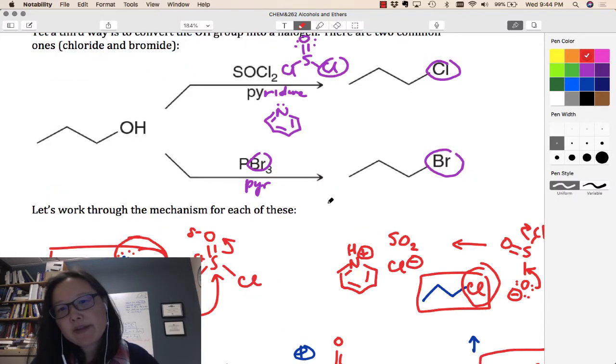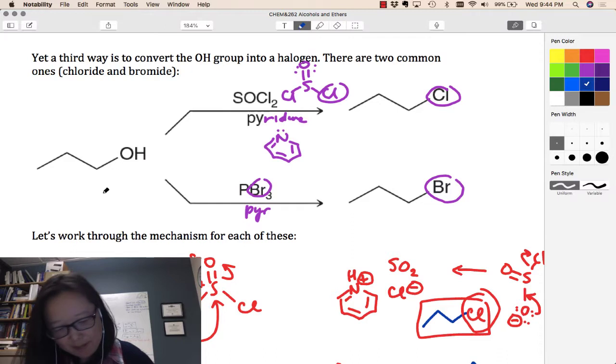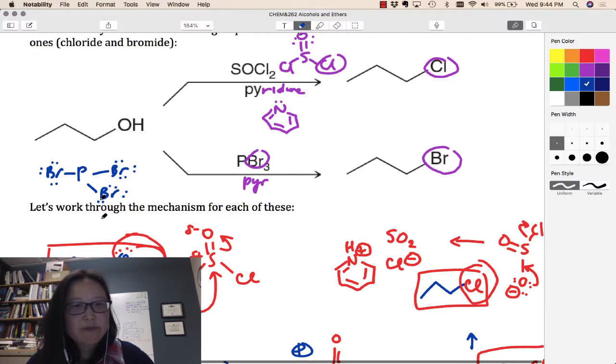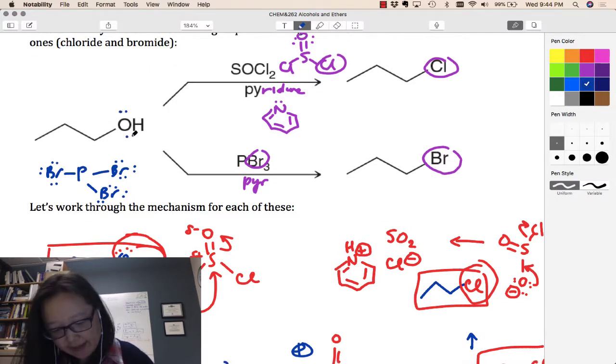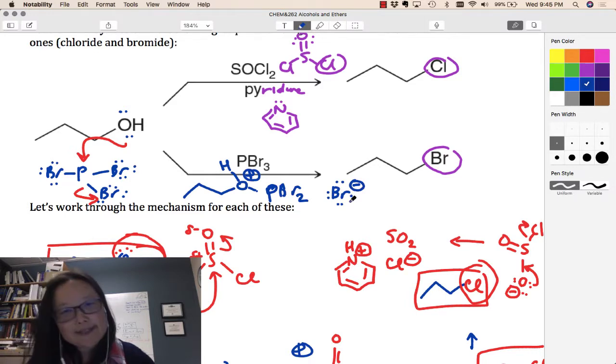Now for PBr3, I've used up all my space. I have no room to show you this mechanism, so let me draw it out here. PBr3 looks like this. And this mechanism is very similar to the SOCl2 mechanism, which I just showed you. Basically, the alcohol is the nucleophile. It's going to attack the PBr3 and let go of one of these Brs. So what we'll get is an O with our H as well as a PBr2, and then we have bromide ion that came off.